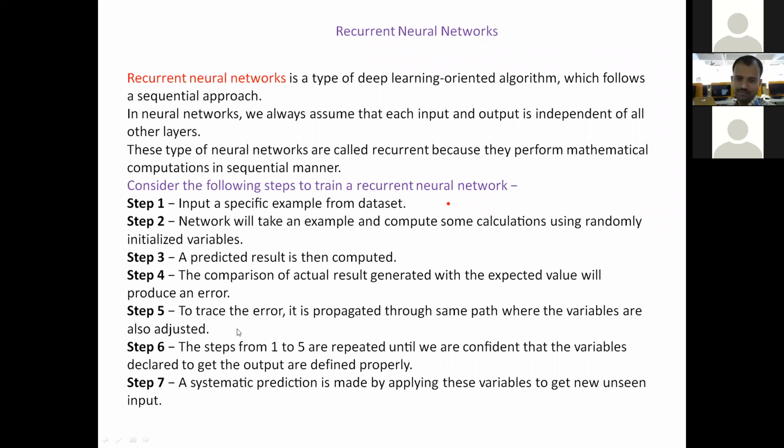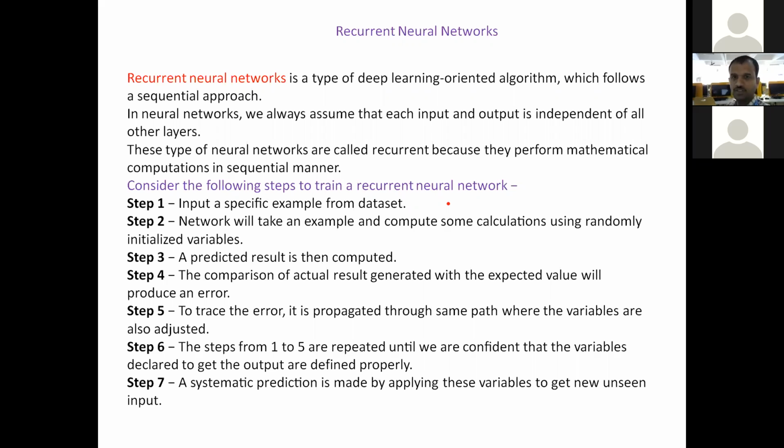Now at step 5, to trace that error, it is propagated back along the same path where the variables exist. You feed it back to the same network through the same path. This process continues until we obtain a desired result. That is why step 6 says steps 1 to 5 are repeated continuously until we are confident that the variables declared to get the output are defined properly. A systematic prediction is then made by applying these variables to unseen input. So this is the basic recurrent neural network and how things happen here.